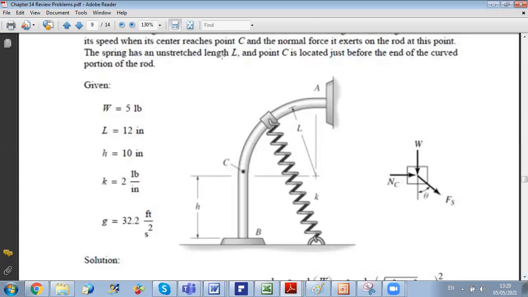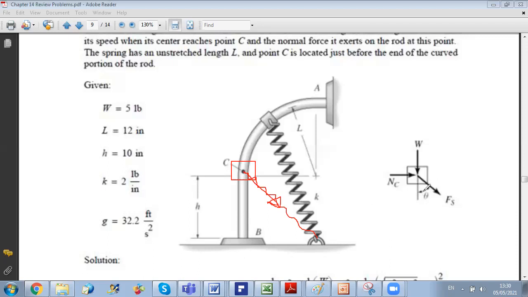This is why the first step is to draw the free body diagram. So when your collar reaches point C, the forces acting on it are the weight, the normal reaction of the guide, and the spring force. Now, the spring force is always along the spring. So whenever your spring is at this position, the force will be directed along it. So at C, the spring force is like this, along the line of the spring. And this is my free body diagram. I can get the angle theta if needed. We will see if we need it or not.